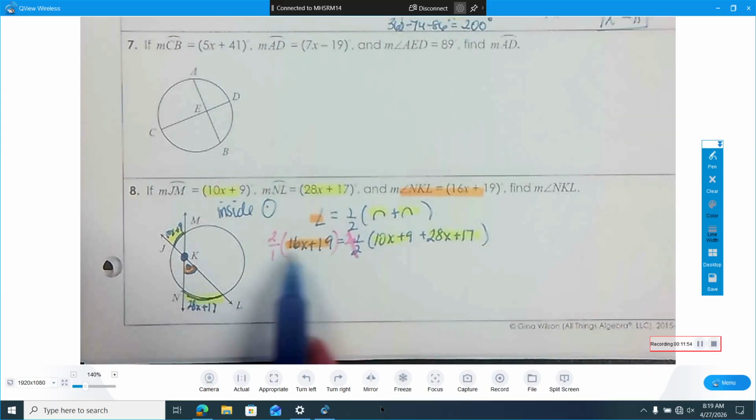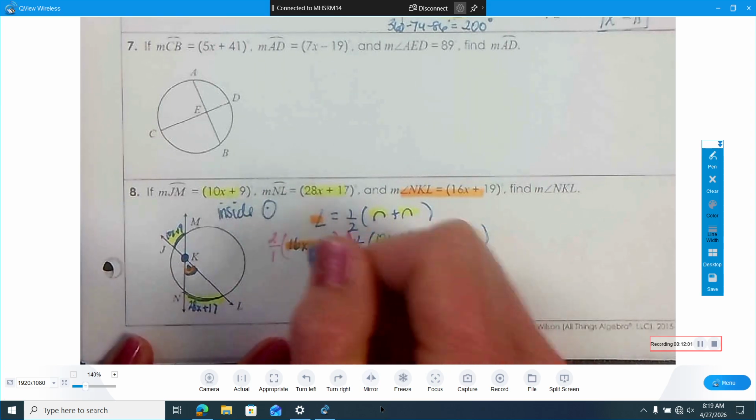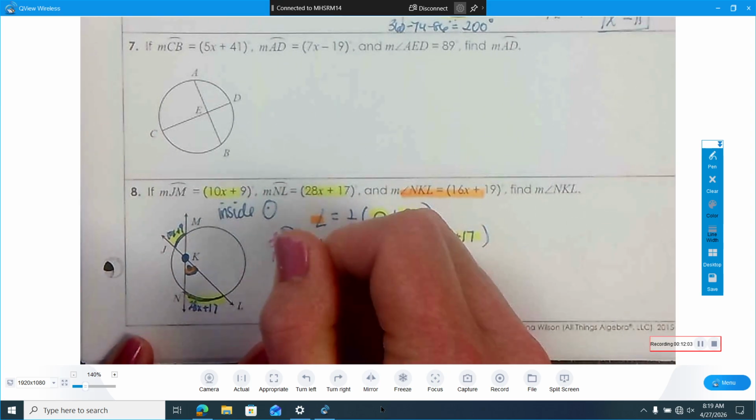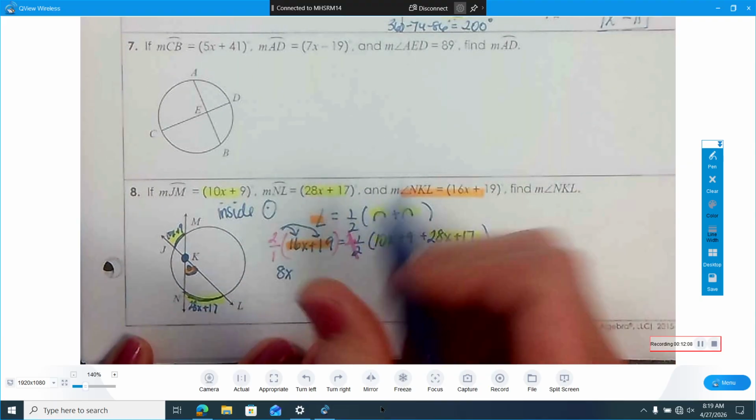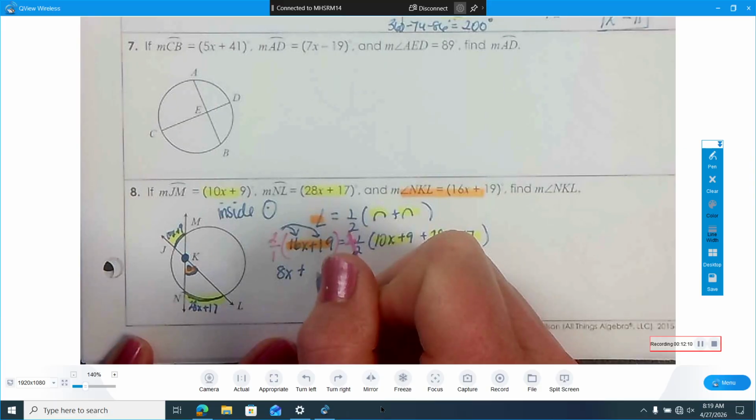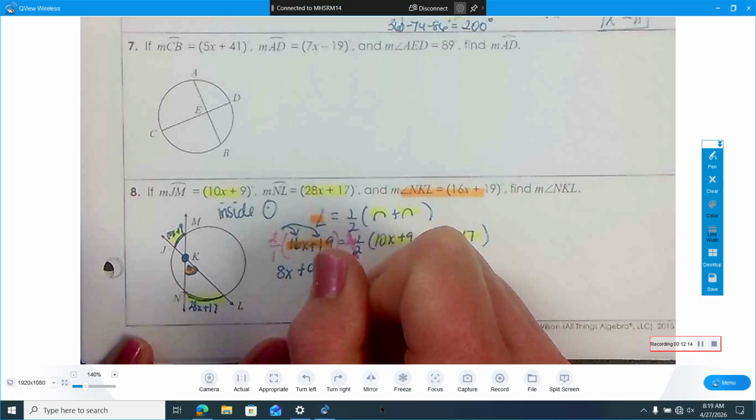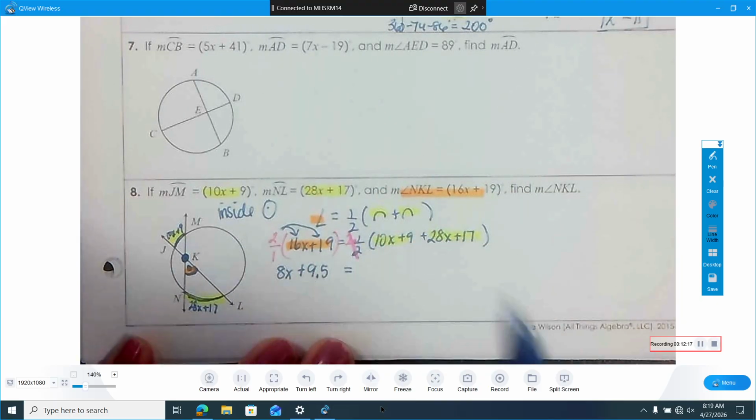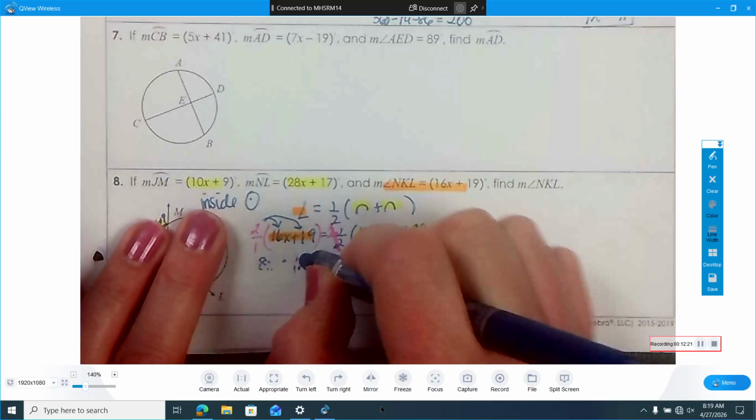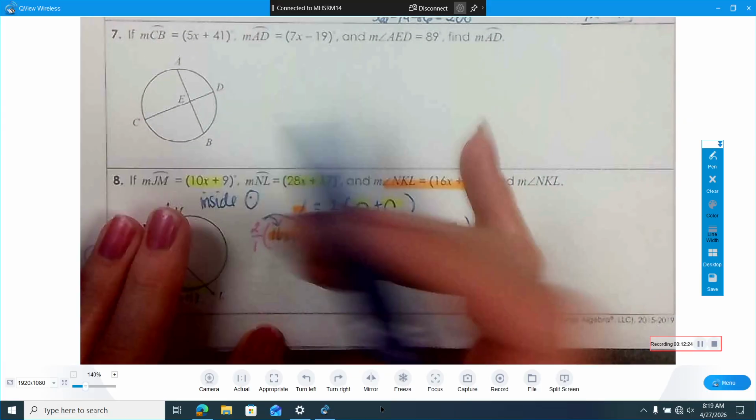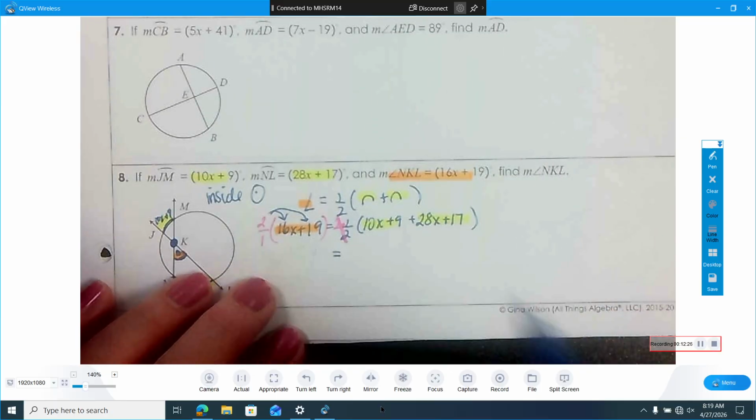What do I have to do on the left-hand side, though? I do have to distribute. So this becomes, let's see, half of 16 is 8x, and half of 19 is 9.5. Oh, it's times by 2. I'm sorry. It was a long weekend, you guys. We are multiplying by 2. You are correct. Thank you.